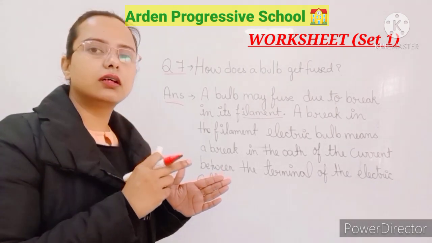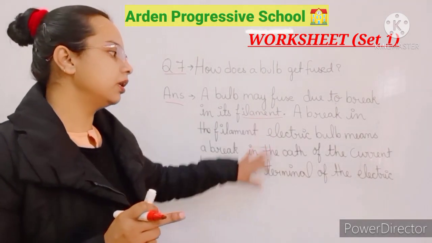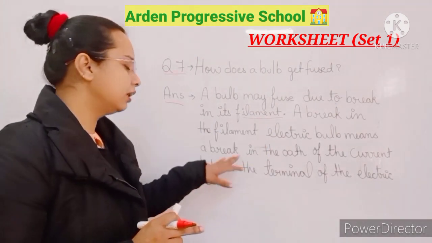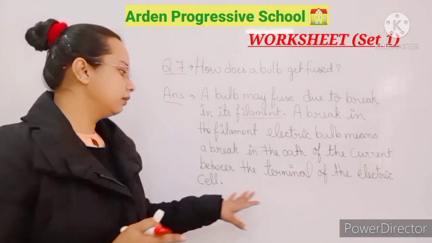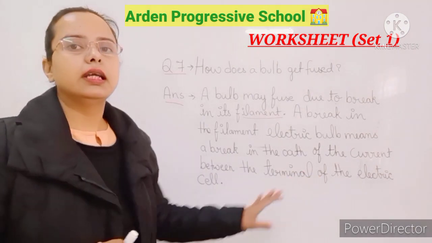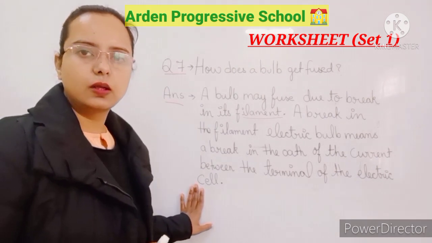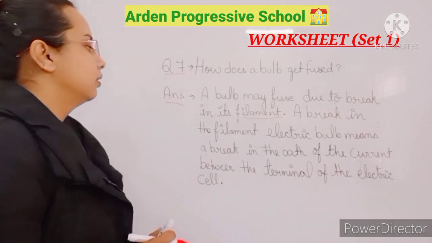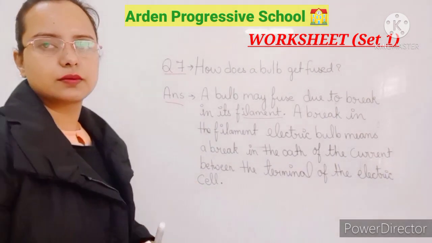Okay, so if the filament breaks, then there will be a break of the current between the terminals of the electric cell. Okay, now let's move to the next question.